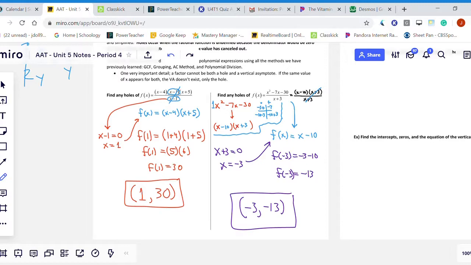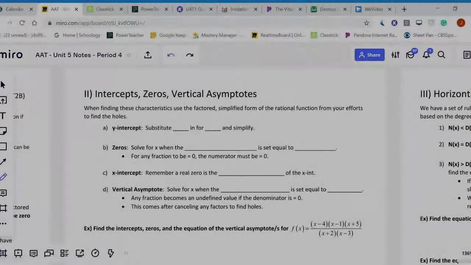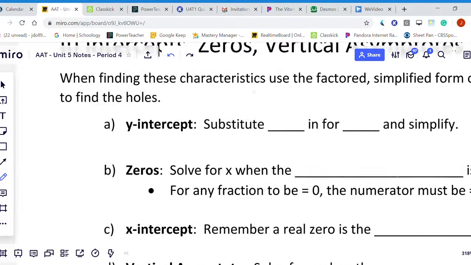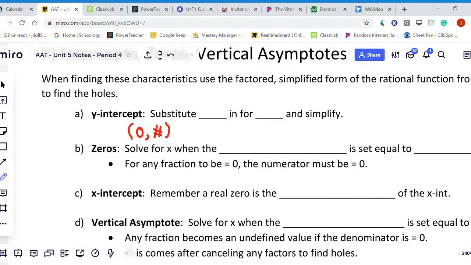All right. So we're going to probably try and talk about one more thing here before we call it a day. So now that we've talked about holes, we're going to talk about a few more characteristics in this video that can be found algebraically. The first is the y-intercept. Now remember, guys, the y-intercept is an ordered pair where the x-coordinate is always 0 and the y-coordinate is some value, can be any number, but the x-coordinate has to be 0.